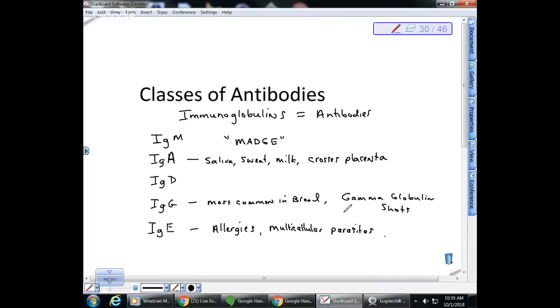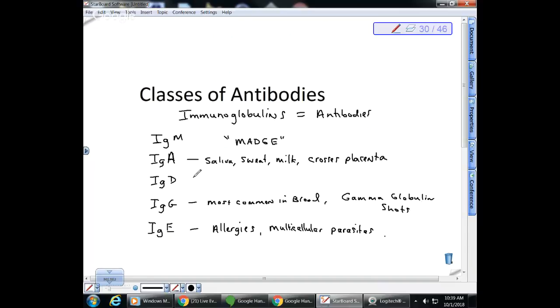So let's say you have a tapeworm in your body, right? You would produce IgE antibodies in response to that. And so we do have a mechanism to fight off parasitic infections that are not caused by bacteria or viruses.